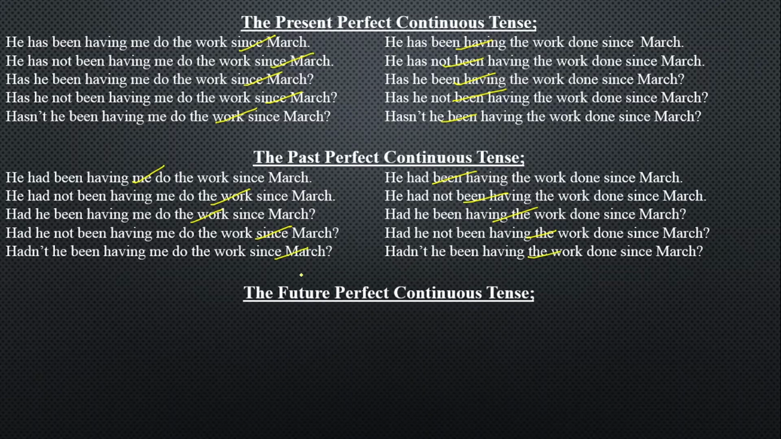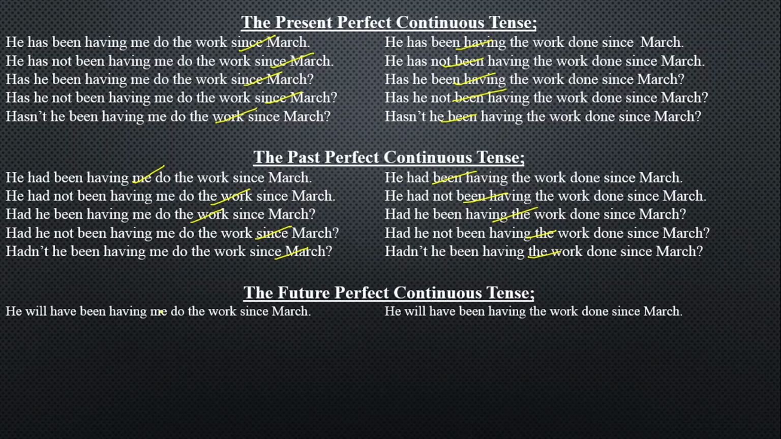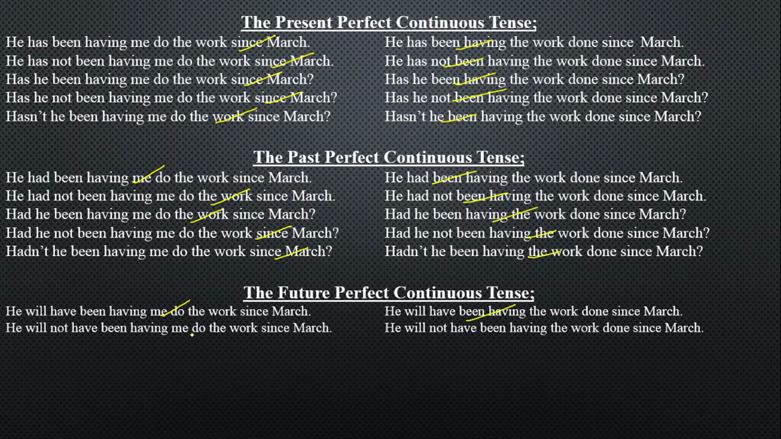The future perfect continuous tense. He will have been having me do the work since March. He will have been having the work done since March. He will not have been having me do the work since March. He will not have been having the work done since March.